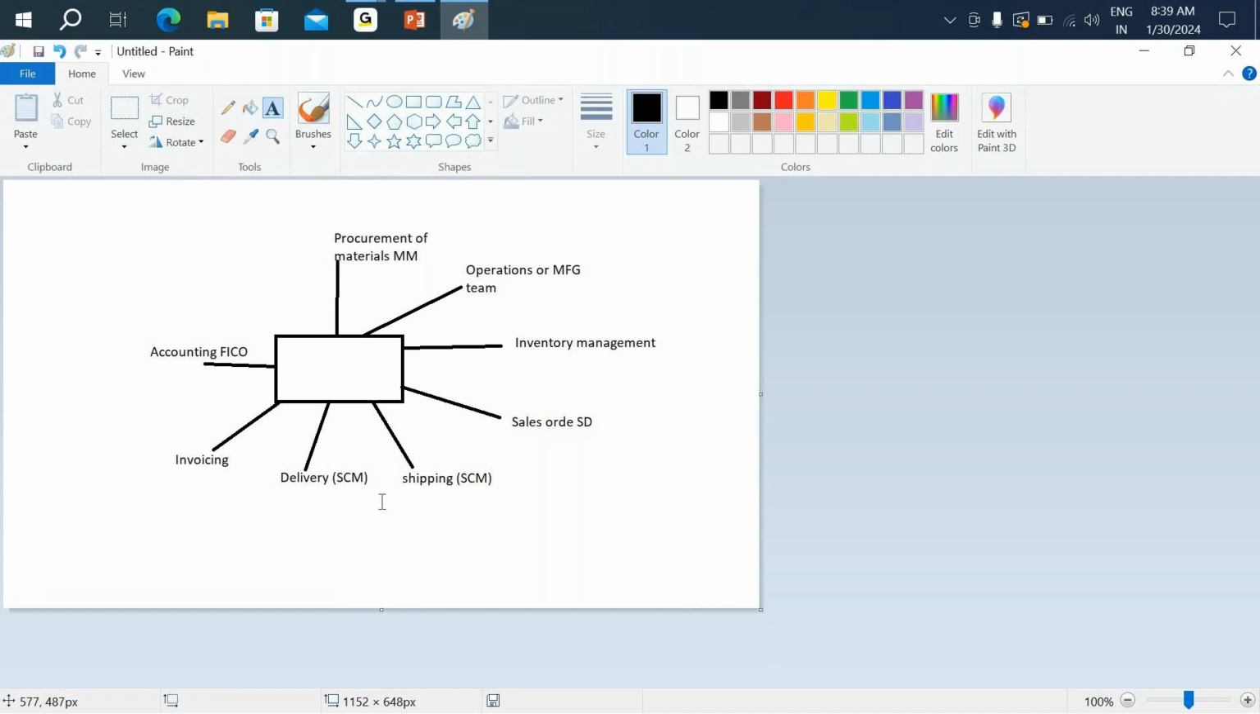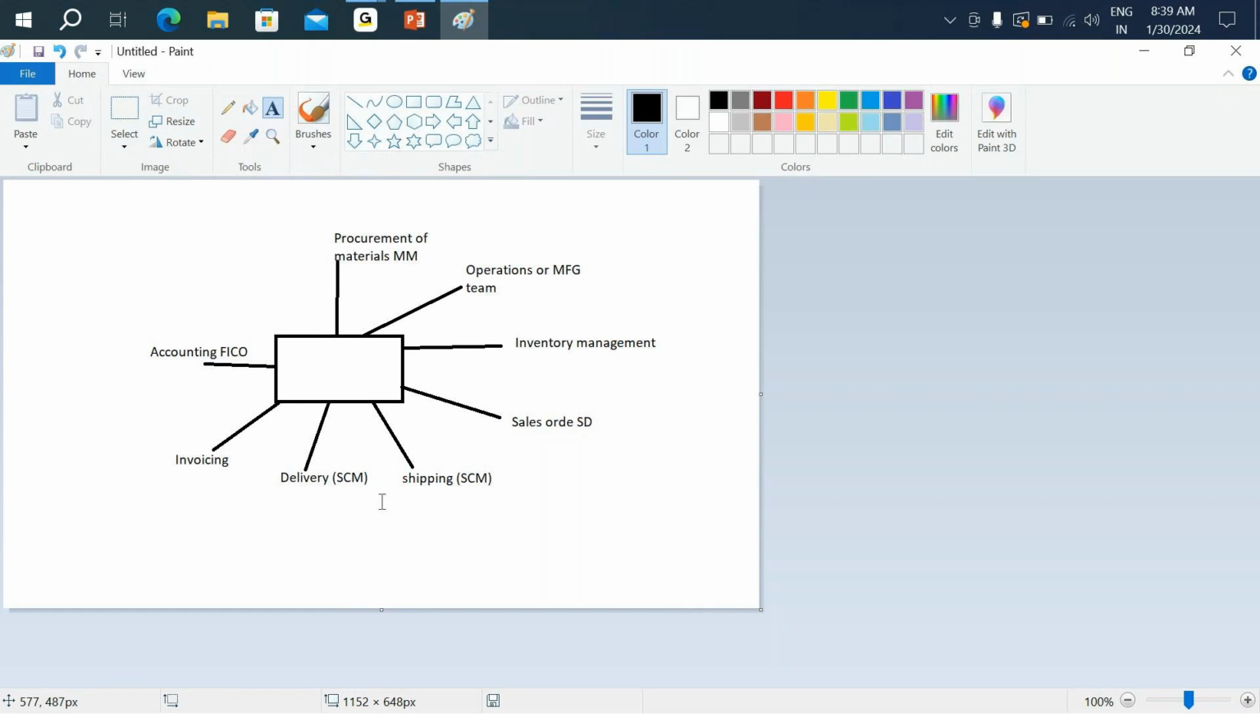Then operations means I'll have to put in machines, I'll have to put in labor, I'll have to put in people to manufacture my final product. So that is your operations or MFG team, manufacturing team. Then is your inventory management. Means once I have completed my product, I'll have to store it somewhere. I'll have to store my product in a go down, in an inventory, until I get an order. So that is your inventory management.